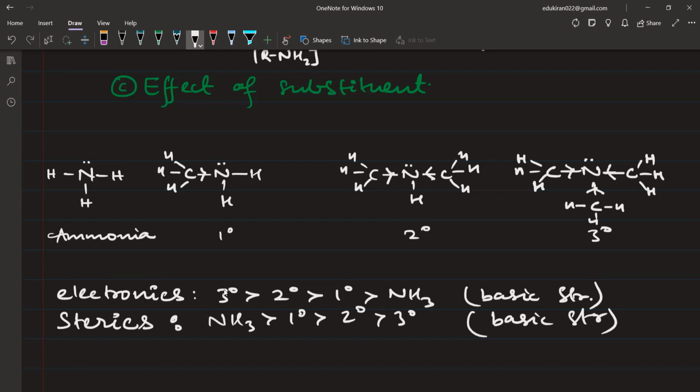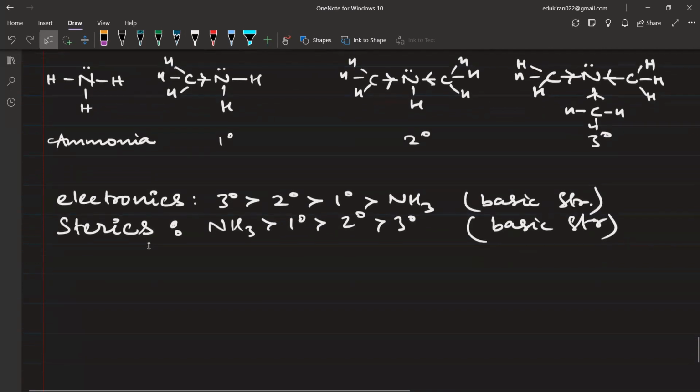But both of them are giving us conflicting results. Yes or no? ये भी सही है. Correct. Both of these are giving us conflicting results, na? So for this, what we are going to do, we are going to base our conclusion on the basic strength on experimental results.